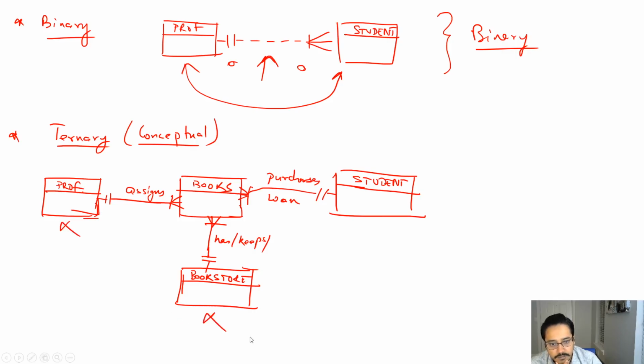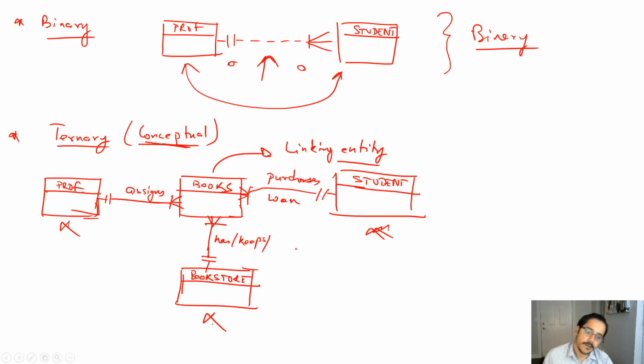Okay, so this is basically a relationship between professor, bookstore, and student. And I brought in this entity, which we will call the linking entity, that is actually used to implement the conceptual relationship between professor, bookstore, and students. Okay, so the process is purchasing books, or assigning books, or course textbooks.